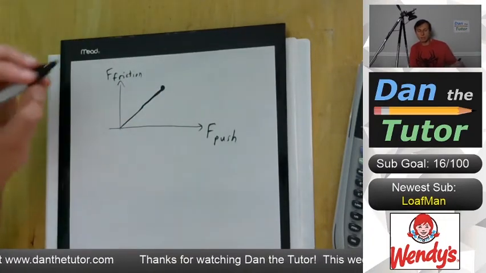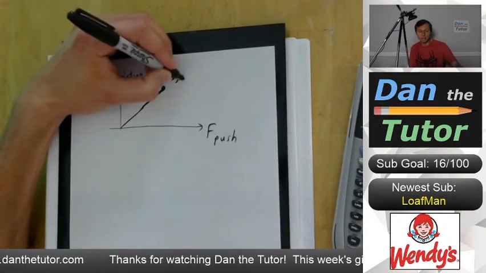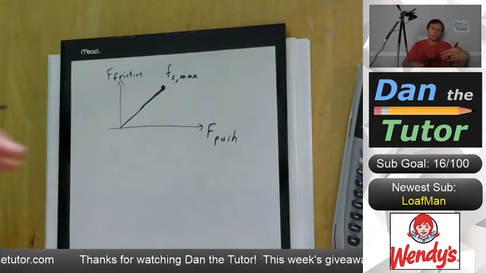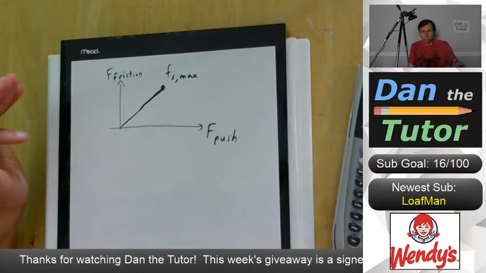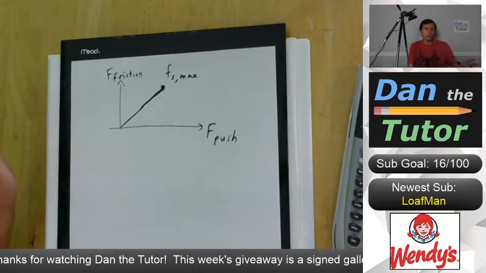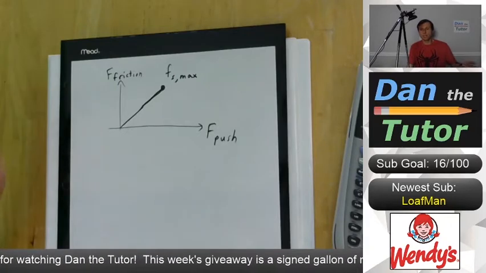And the thing that's special about that point, we call that Fs max, the maximum static frictional force. In the example I just gave, that was at 5 newtons, after which point the calculator starts moving and we're getting into the kinetic region.